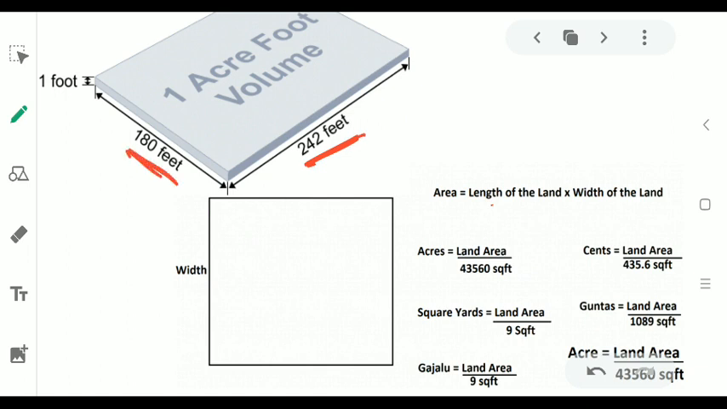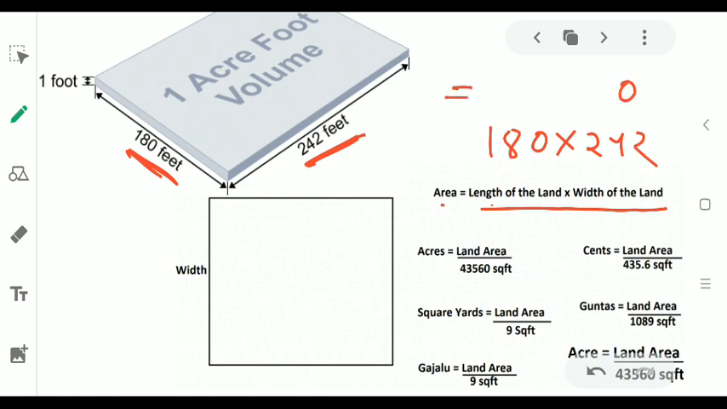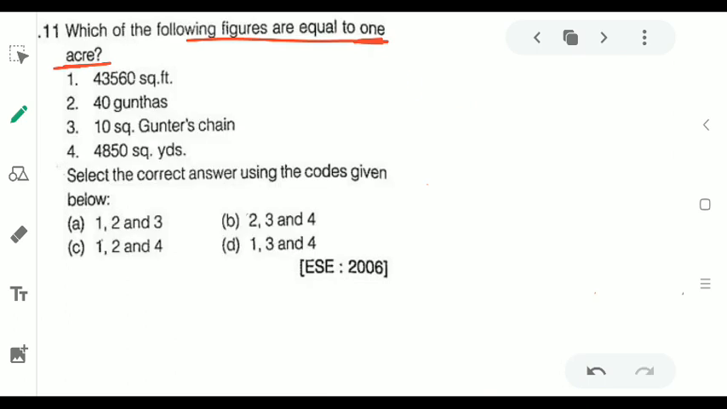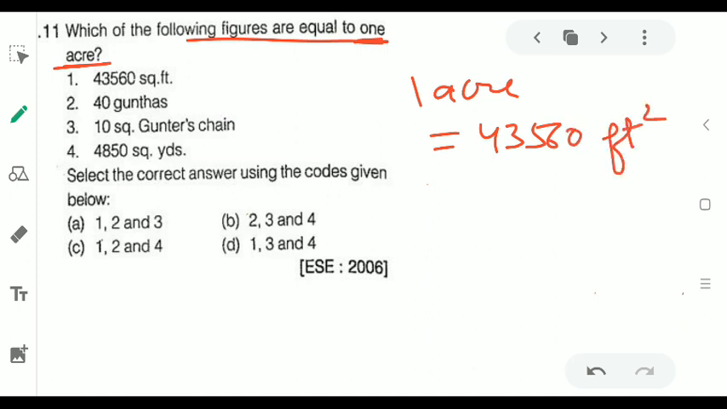So the area will be the length of the land times the width of the land, that is 180 by 242. That will be 43560 square feet. So 1 acre is equal to 43560 square feet. So that is clear, which means your statement 1 is correct.